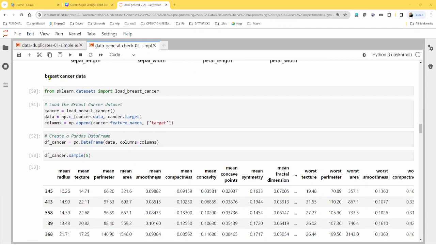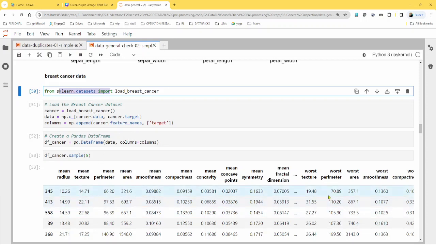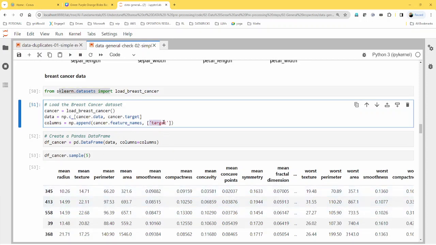Let's look at another data set here, this time the breast cancer data set from scikit-learn. This has all numeric columns except the last one, which is a target categorical column. This data set is about patients having cancer, and 0 and 1 are the classes here.